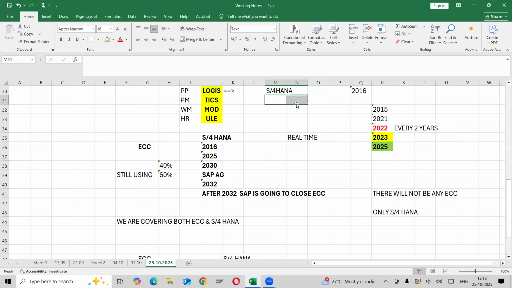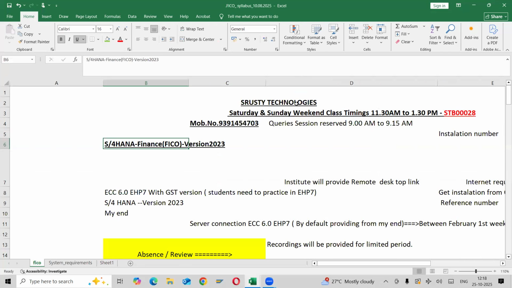Okay, this is about your ECC and S4HANA. So again, I'm reiterating what we are going to cover. We are going to cover S4HANA Finance, FICO. Our main target is FICO S4HANA. But as I said, we need to cover both.